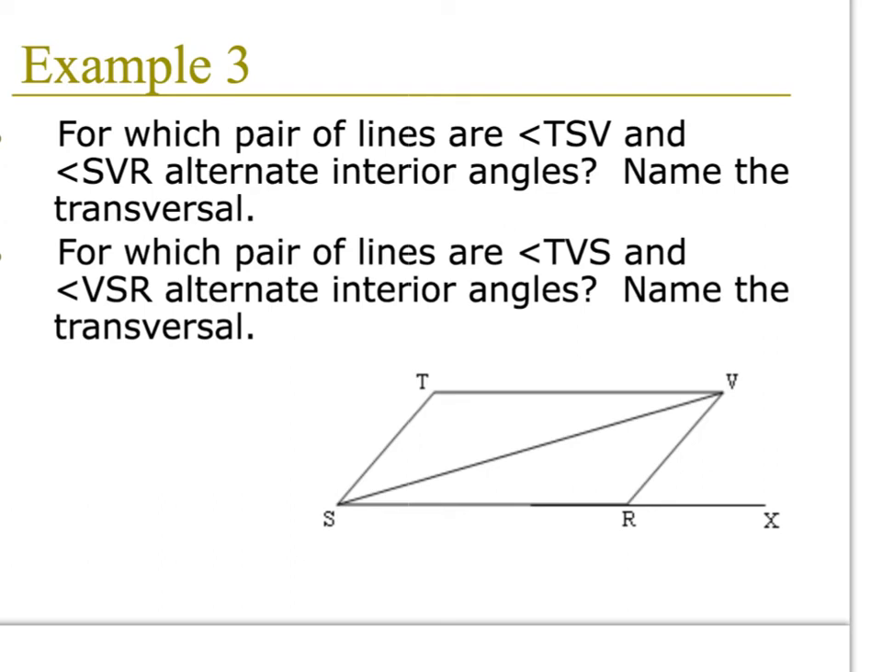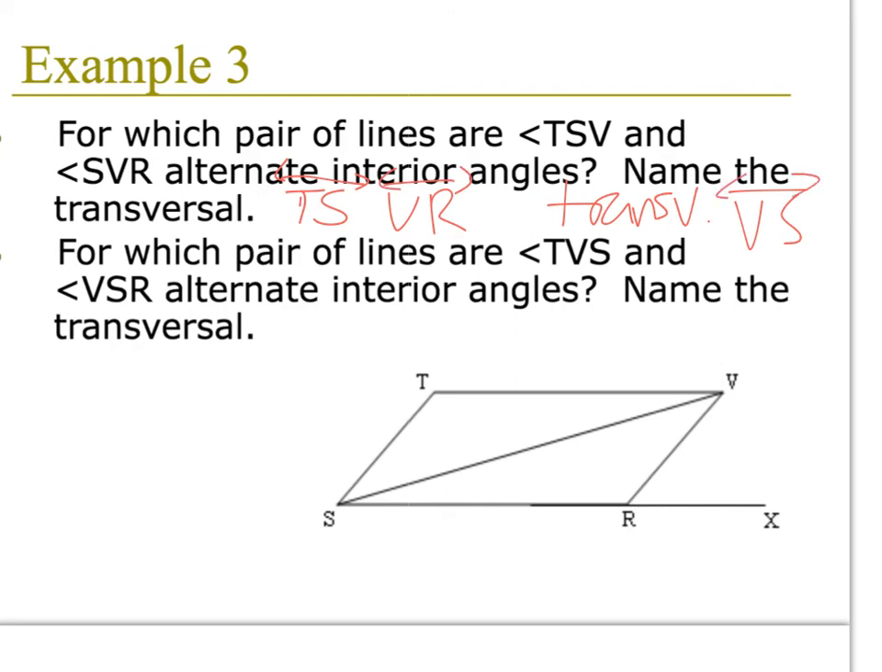So we had TS and VR, and then our transversal was VS. And for which pair of lines, these are lines. I should put arrows on them.